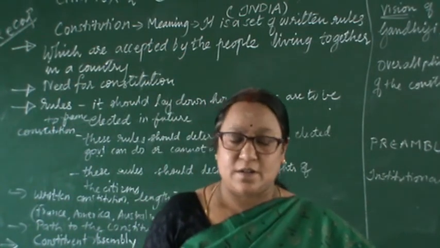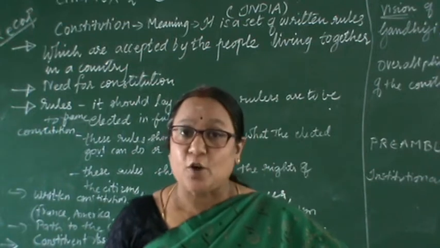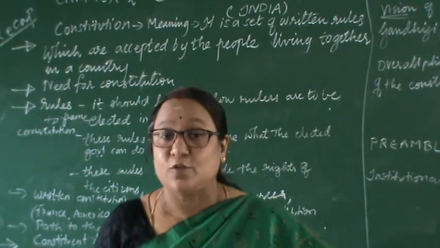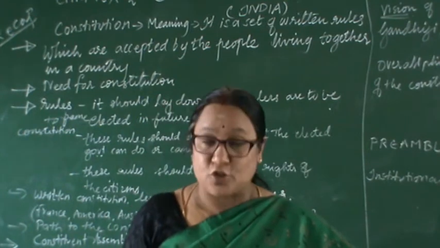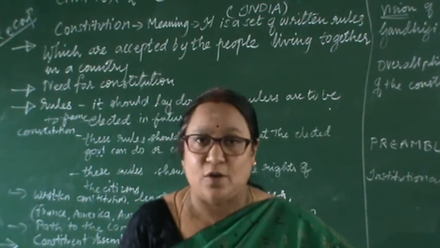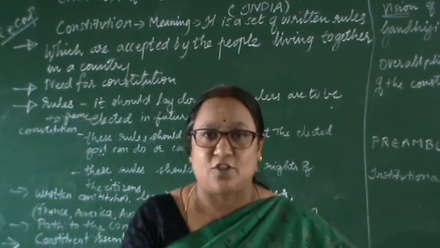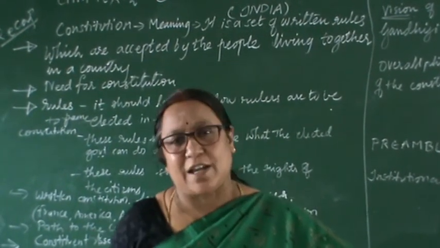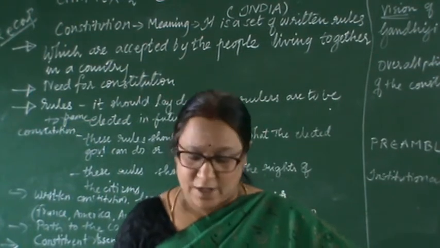Equality of status and opportunity. Provide opportunity equally to all. The traditional social inequalities have to be ended. The government should ensure equal opportunity for all. It should not be only for a particular section of people. So, we all are equal in the eyes of law. The rule of law applies to everyone.